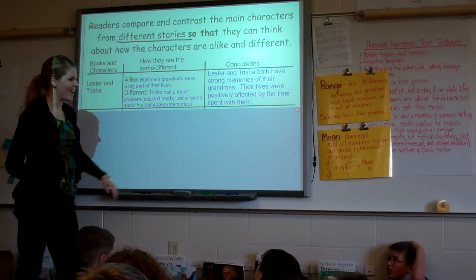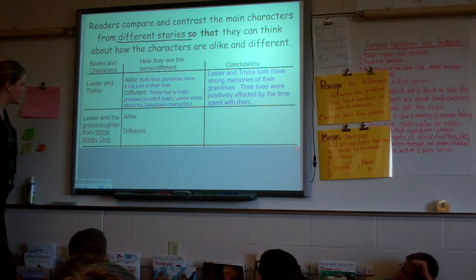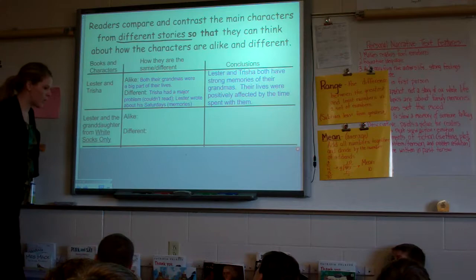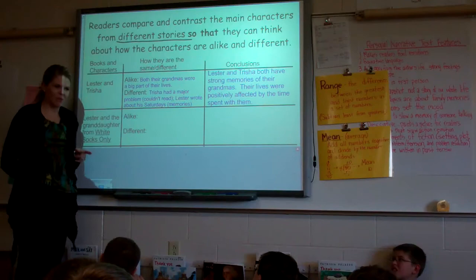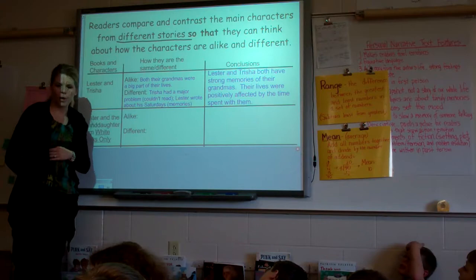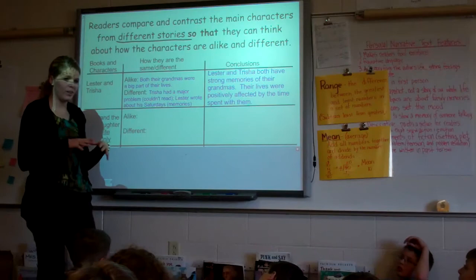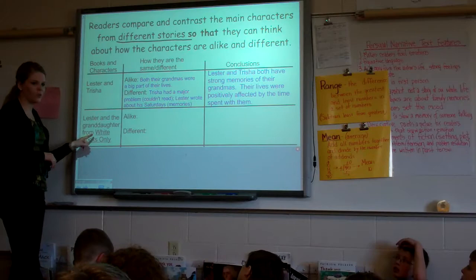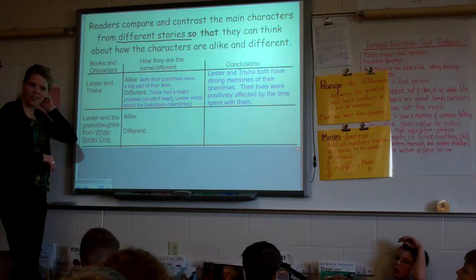So let's think about Lester again, but let's compare him to the granddaughter in White Socks Only. Now, I don't think her name was in the book, that's why I put this. She was the granddaughter. Do you remember White Socks Only? Yeah. With the book where the grandma told about her memory of going into the town and getting a drink from the Whites Only fountain. So that's the granddaughter. So let's think about Lester, and let's think about the granddaughter.